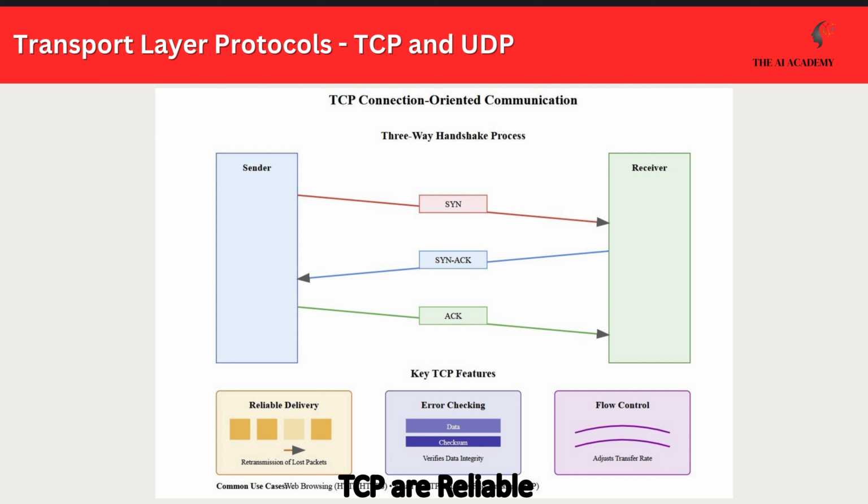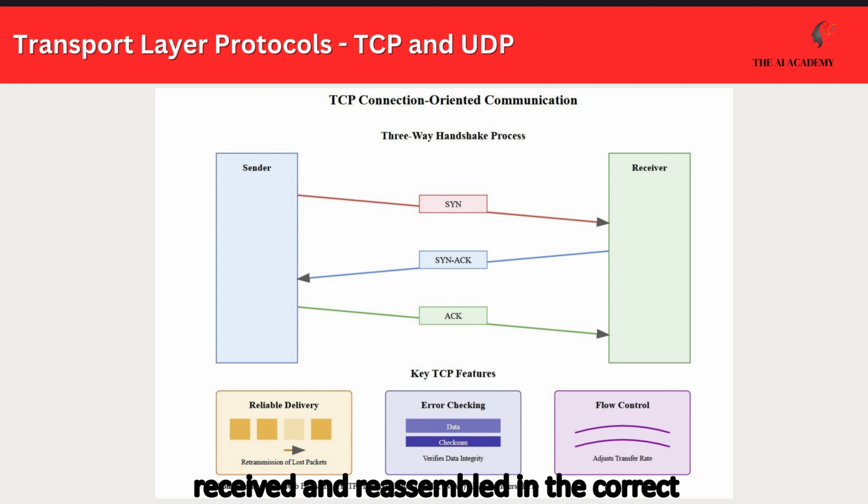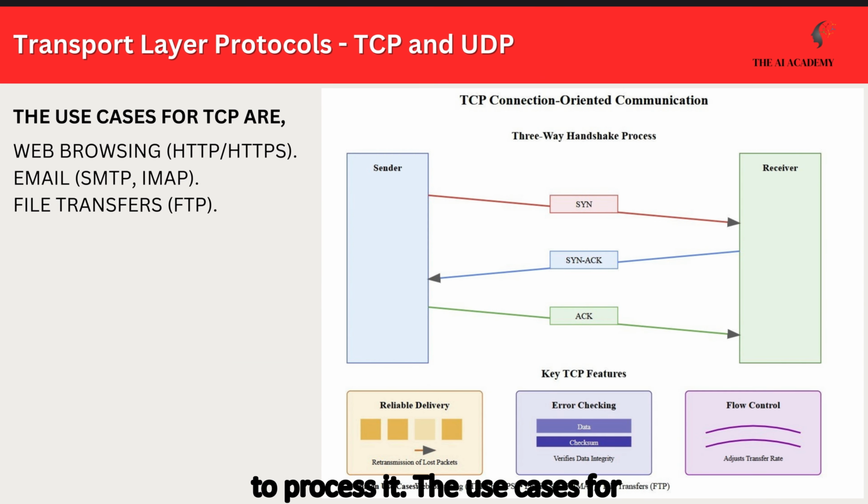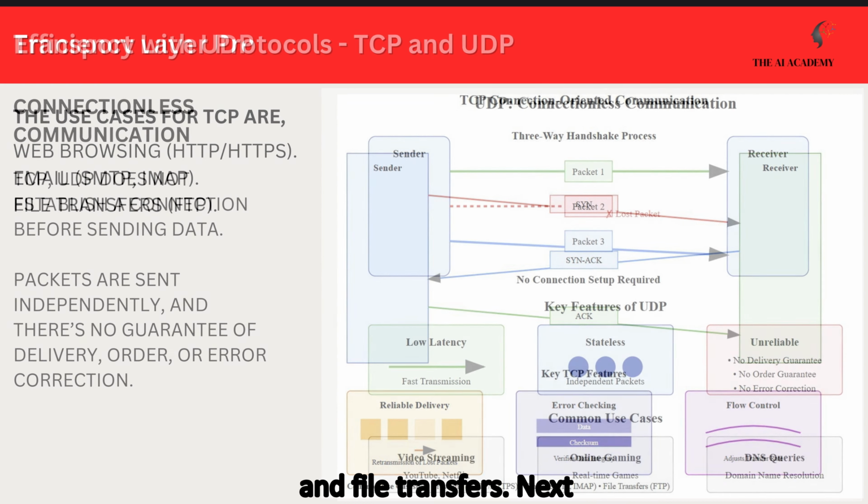The key features of TCP are: reliable delivery. It ensures all packets are received and reassembled in the correct order. If packets are lost, TCP retransmits them. Error checking. It uses checksums to verify data integrity. And flow control. It adjusts the rate of data transfer based on the receiver's capacity to process it. The use cases for TCP are web browsing, email, and file transfers.